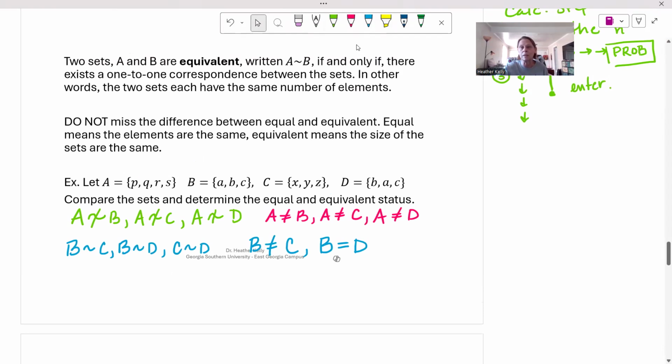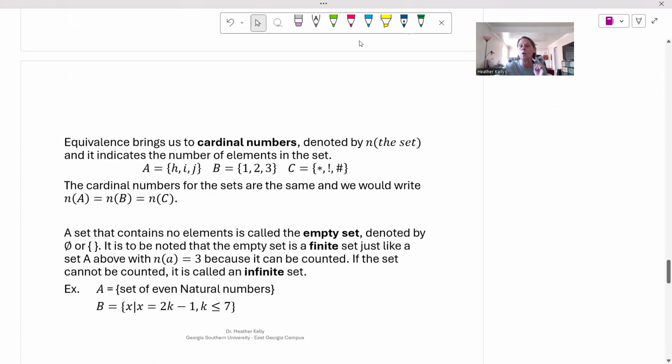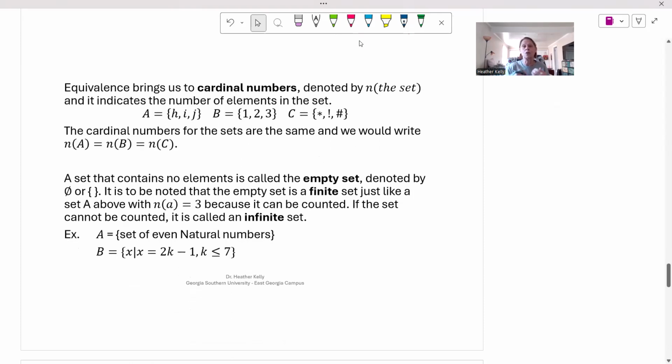Now, equivalence brings on another very important concept, and it's the concept of cardinal numbers. The cardinal number is just a way to say how many elements are in a set. It's denoted by, let's see, n of set A is equal to 3. That would be the cardinal number of A.